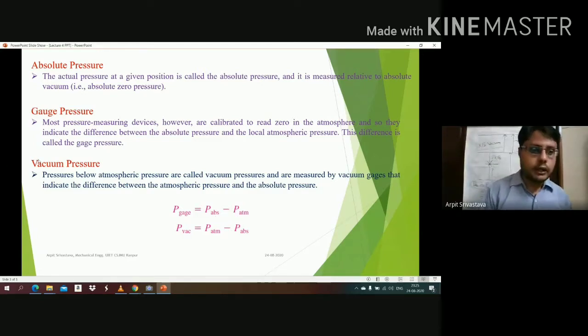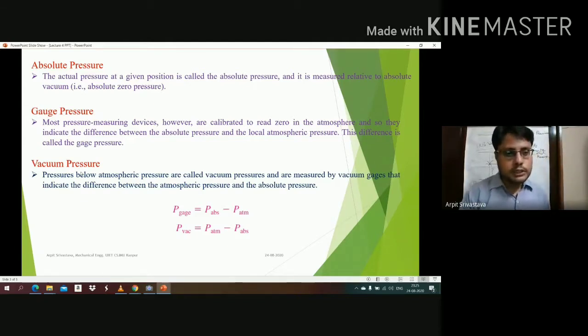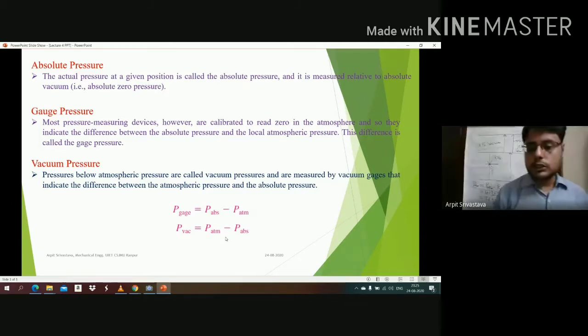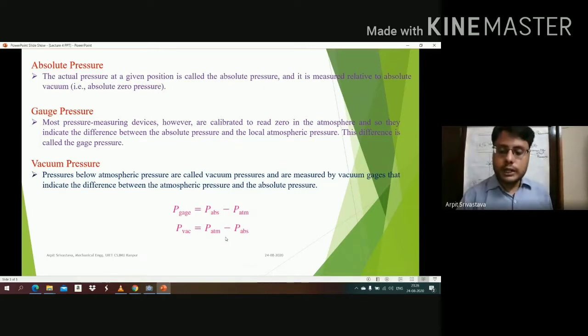And the last one is vacuum pressure. Pressures below atmospheric pressure are called vacuum pressure and are measured by vacuum gauges that indicate the difference between the atmospheric pressure and the absolute pressure. So P vacuum is defined as P atmospheric minus P absolute, or in our expression, P absolute is equal to P atmospheric minus P vacuum. Both are the same expression for vacuum pressure. So that's all about types of pressure.